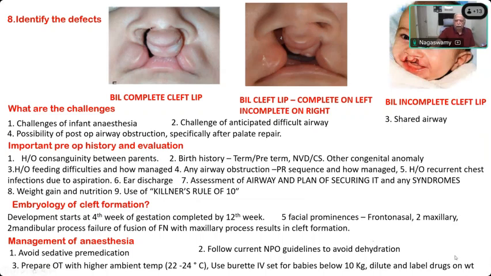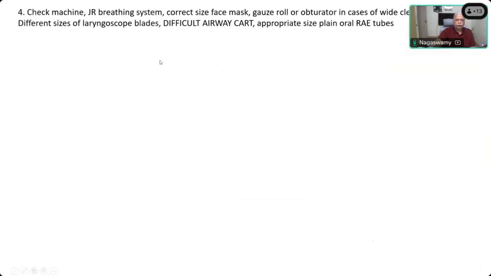Okay. And dilute and label all the drugs, because all the drugs are in milligrams. Sometimes we may have to administer drugs in micrograms. So dilute them as much as possible and give the correct dose of the drug. Then check the machine, Jackson-Rees breathing circuit, correct size face mask, gauze or obturator. What is this obturator?